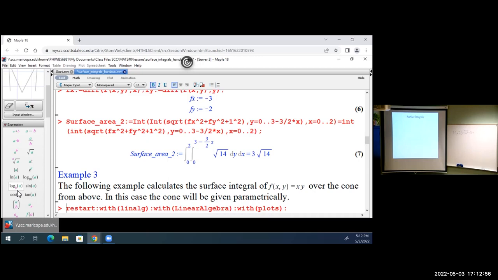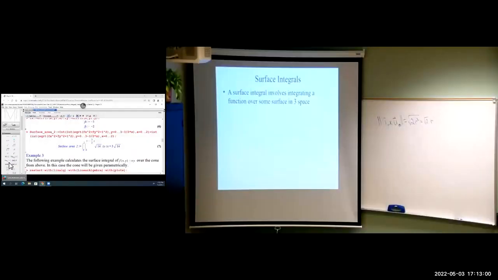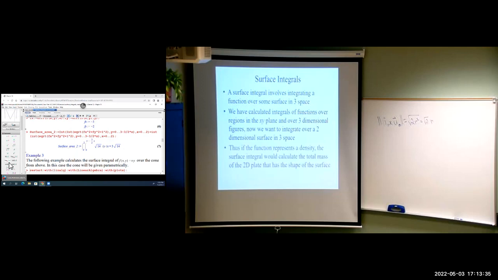So surface integrals. What are we talking about with surface integrals? If you think about what we were doing with double integrals, we were integrating over a region in the xy plane. Surface integrals allow us to integrate over any two-dimensional surface. It's no longer restricted to the 2D plane. That's the biggest difference. So, for example, if the function that we're integrating over was a density, then what we would get as a result is the total mass of that 2D surface. Just to give an idea of what we're looking at with surface integrals.